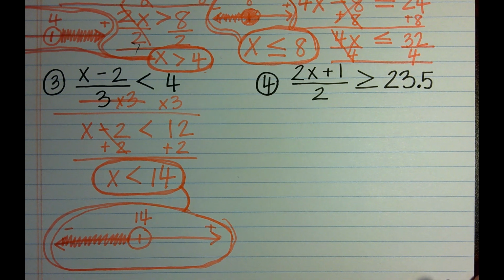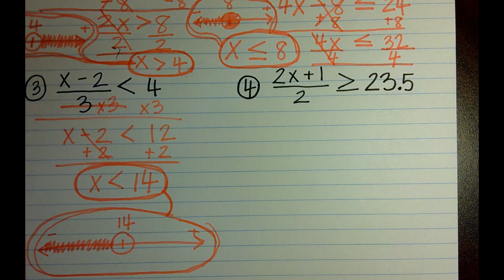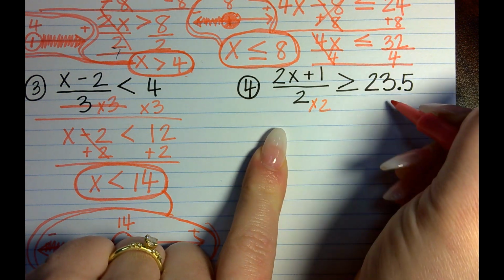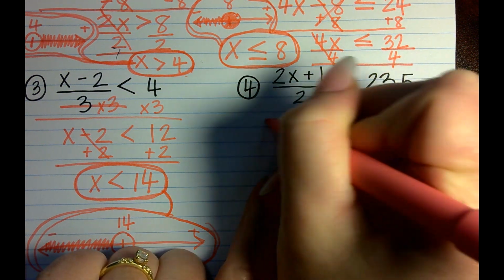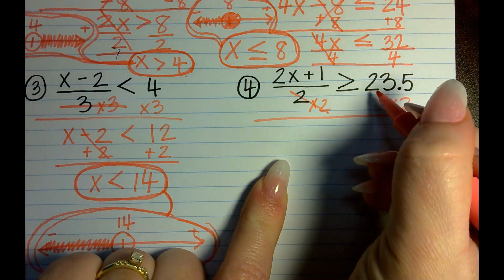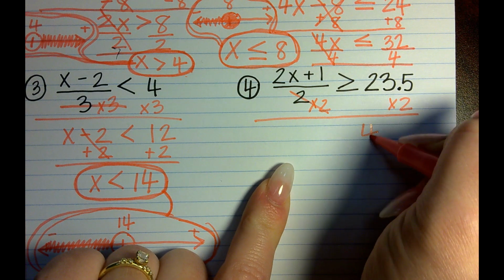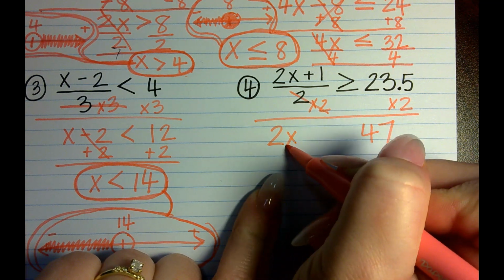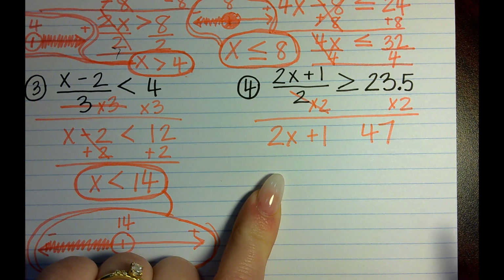I will do it for you. Do it! What do we do? We first multiply 2 on both sides. Yes. Multiply 2 on both sides. Cancel the 2s. Then you answer that with 47. 23.5 times 2 is 47. Bring down the 2x plus 1. Then you're going to subtract 1 from 47.